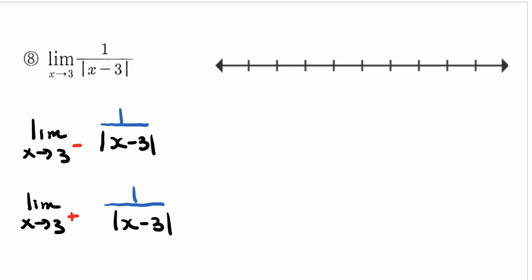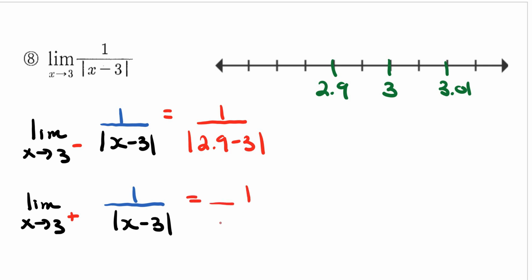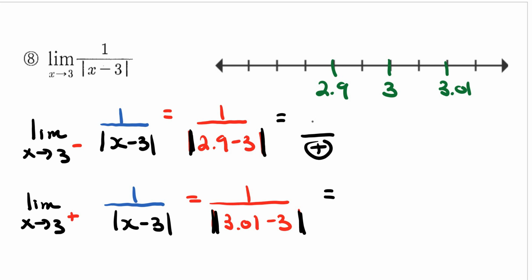Okay, so this one here, I guess we can apply the same strategies here. So there's a 3 there. I can pick 3.01 and 2.9. And over here, if I plug this in, I get 1 over the absolute value of 2.9 minus 3 absolute value, and 1 over the absolute value of 3.01 minus 3. Now this one's not too hard to calculate because the denominator is always positive, and the numerator is also positive, so you get positive over positive, so I guess this answer is going to be positive infinity here.